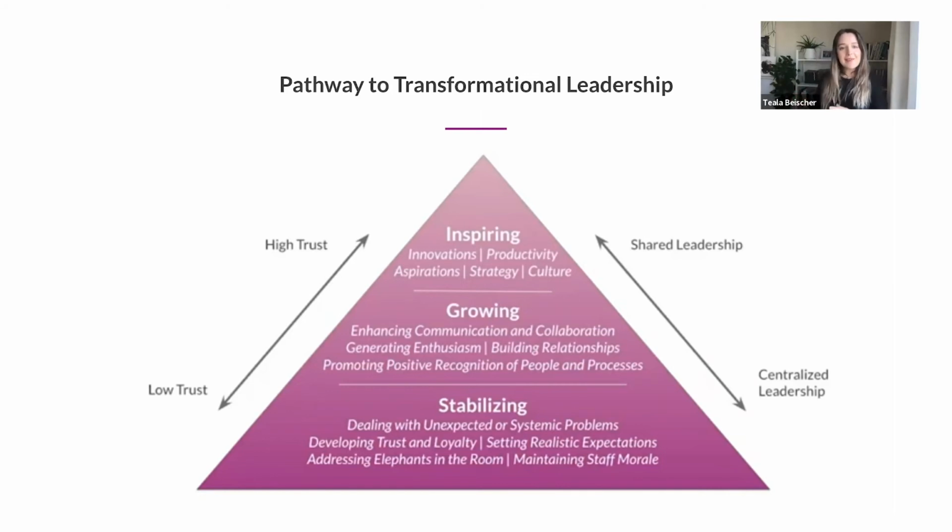And so the second level is this growing level, and it's all about enhancing what you already have. So how can you enhance your communication and your collaboration? How can you generate enthusiasm, build relationships, and promote positive recognition of people and processes?